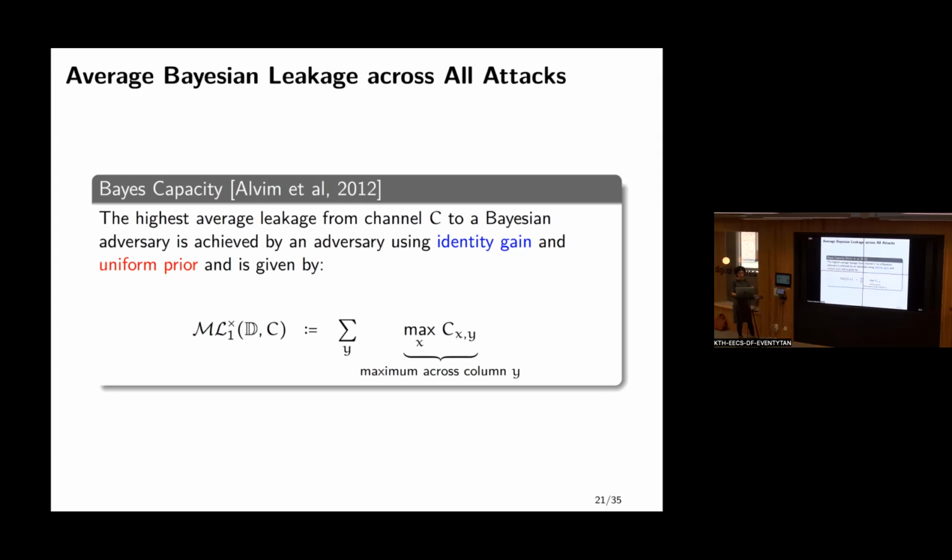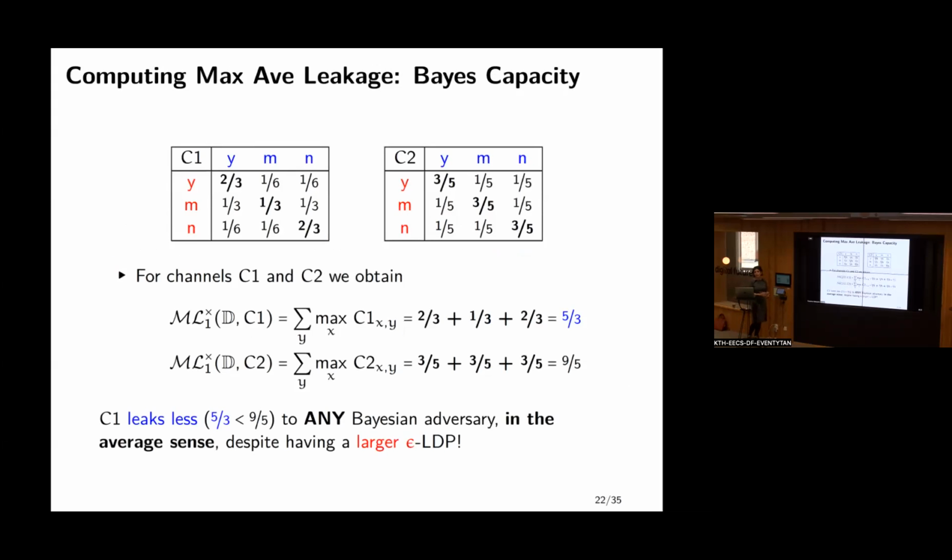So let's look at those two examples, our favorite toy examples, and compute the base capacity for them. The base capacity for channel 1 is the maximum in this column, which is 2/3, plus the maximum in this column, which is 1/3, plus the maximum in this column, which is 2/3. So it amounts to 5/3. And for channel 2, it is symmetric, so it is 3/5 times 3, which is 9/5.